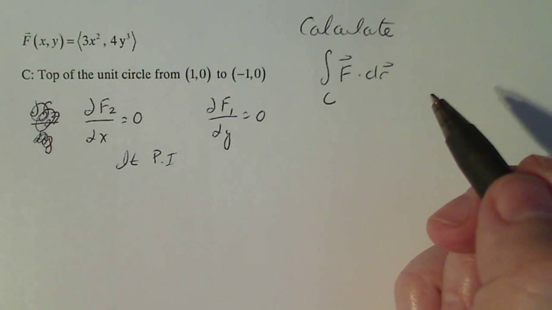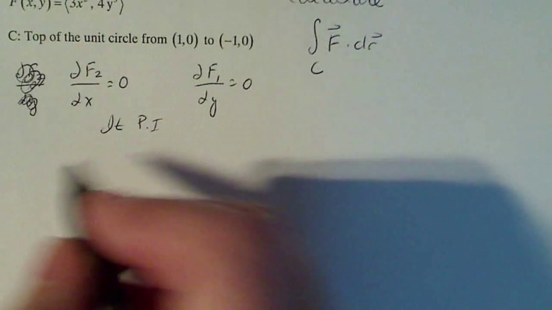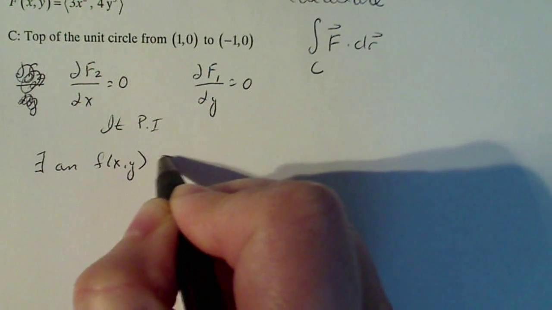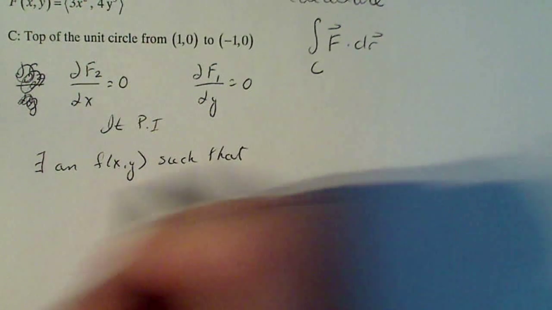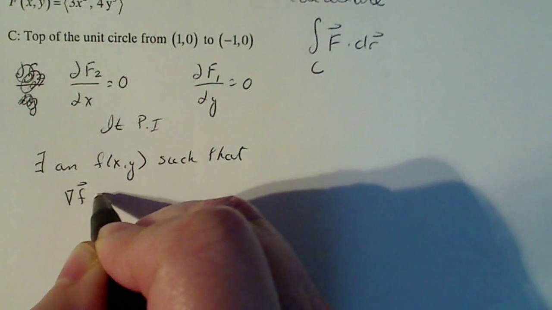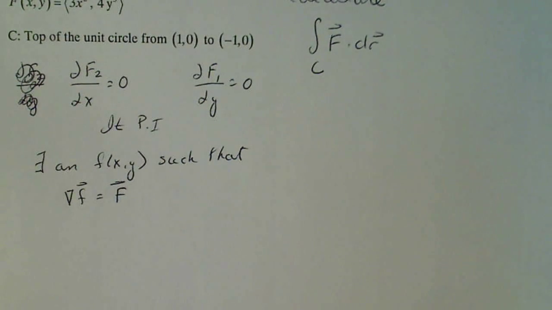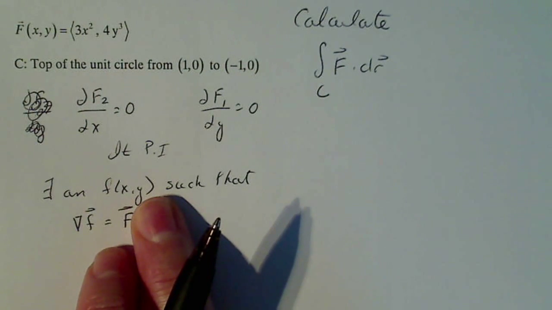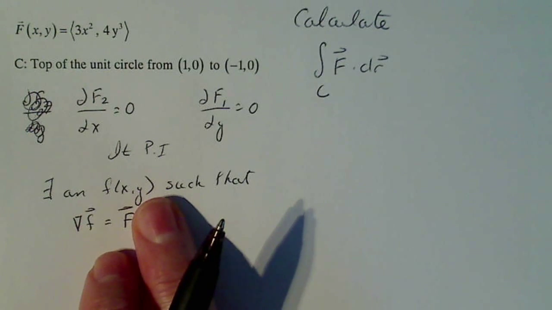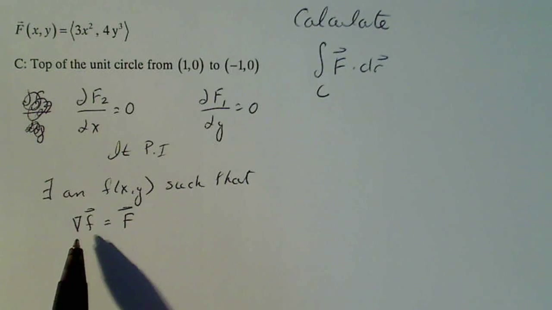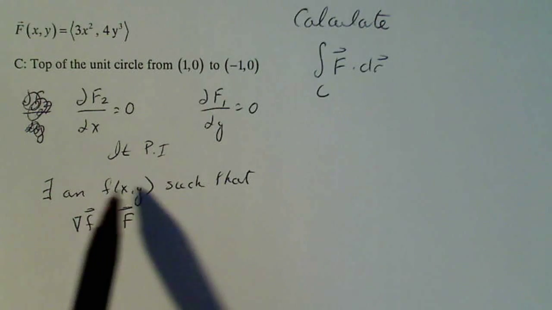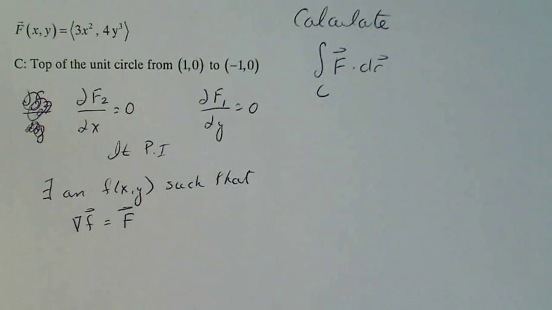The fundamental theorem of line integrals says there exists an f of xy such that the gradient of that f is equal to my vector field values. So in order to use the fundamental theorem, I actually have to find this f, which is called our potential function. So what this means is that when I take the partial derivative of f with respect to x, it should equal 3x squared. And when I take the partial derivative of f with respect to y, I should get 4y cubed. So I just have to come up with that function.